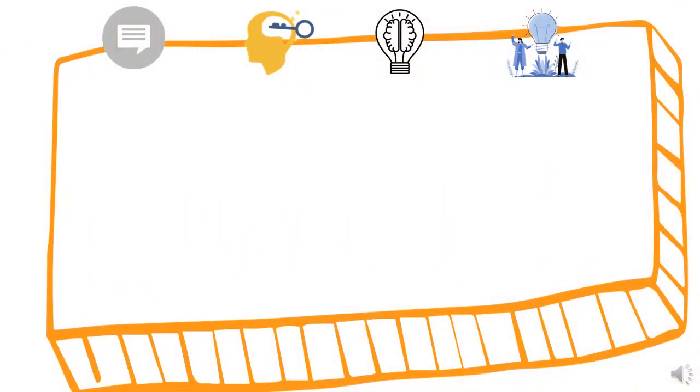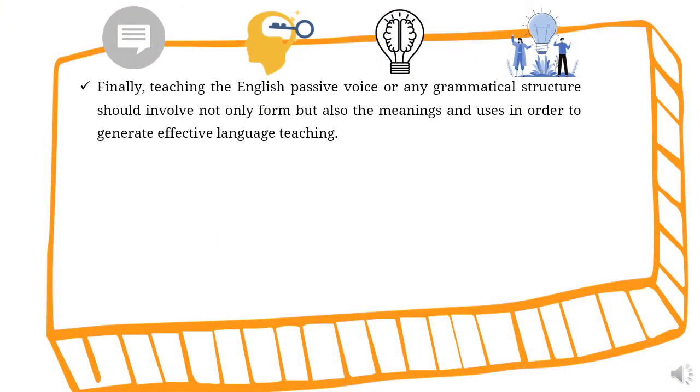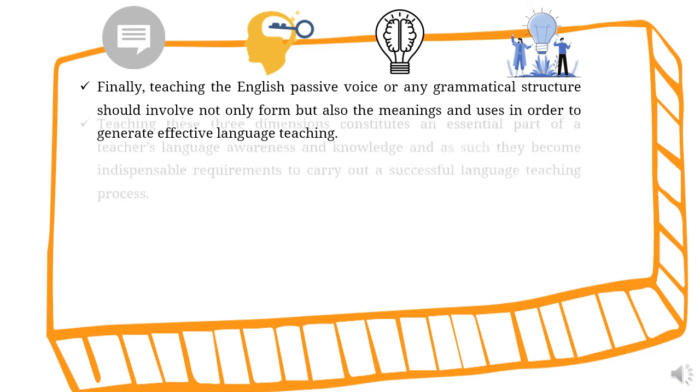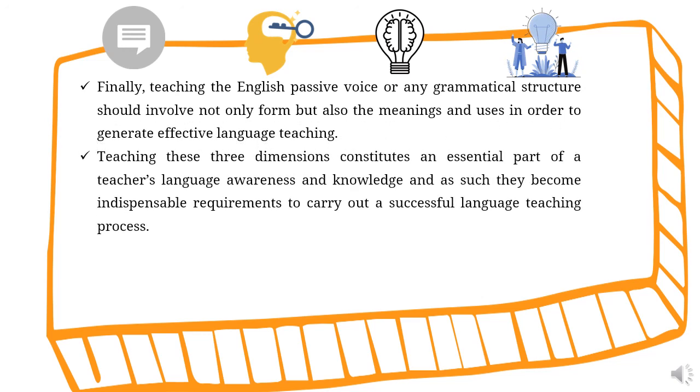Finally, this study has concluded that teaching the English passive voice or any other grammatical structure should involve not only the form, but also the meanings and uses in order to generate effective language learning. Next, teaching these three dimensions constitutes an essential part of a teacher's language awareness and knowledge, and as such, they become indispensable requirements to carry out a successful language teaching process.